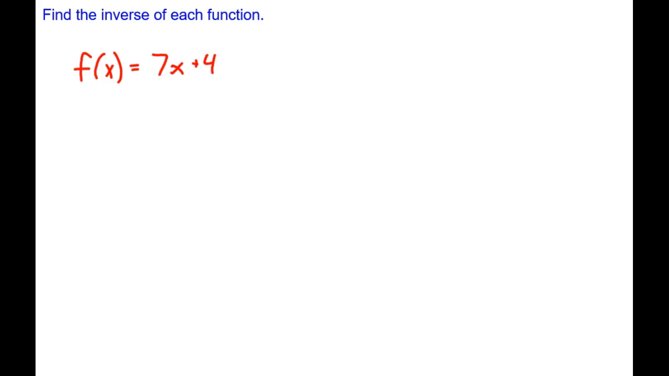So the first function we're going to find the inverse for is f of x equals 7x plus 4. Step 1 tells us we need to replace f of x with y. So we're going to get y equals 7x plus 4. The second step is now we're going to interchange or switch our x and y terms. So if we interchange x and y, our new equation is x equals 7y plus 4.